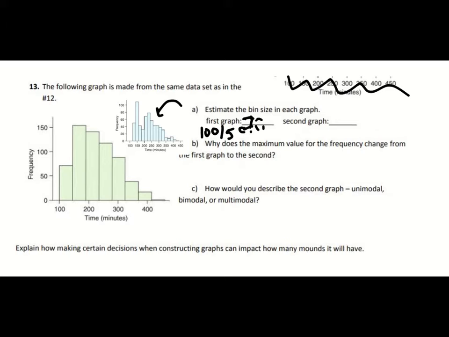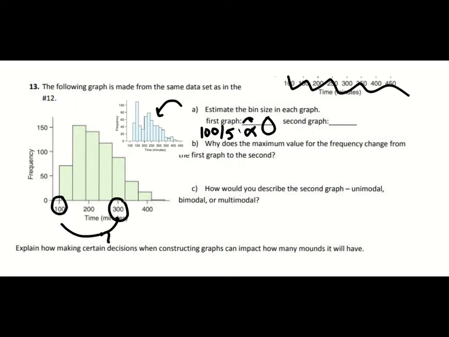That's a really bad 20. I'm going to say that the bin size is 20. Whereas on this one, it's hard to see, but I'm going to go with the 100, and then the 300 here is directly in the middle.